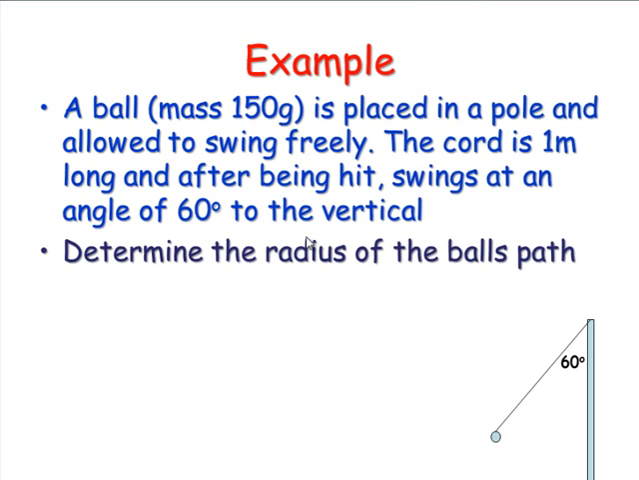First part is to determine the radius of the ball's path, that is this length in here. Now to do that we can look at that in terms of sine of 60 equals the opposite, the radius, over the hypotenuse. Obviously the diagram's not to scale, but solving that we get r over 1, or r equals sine 60, which is 0.866 metres.